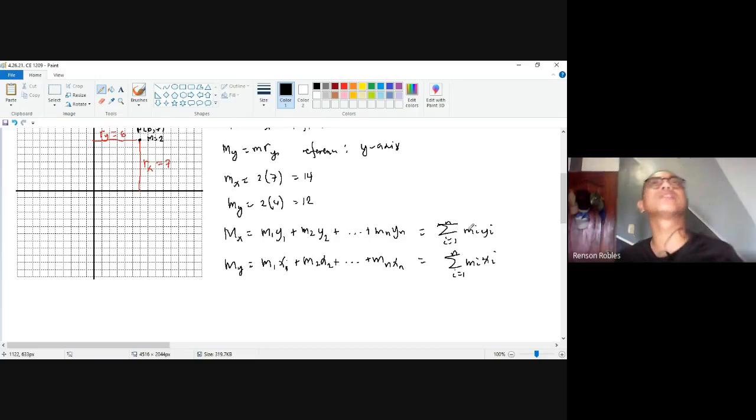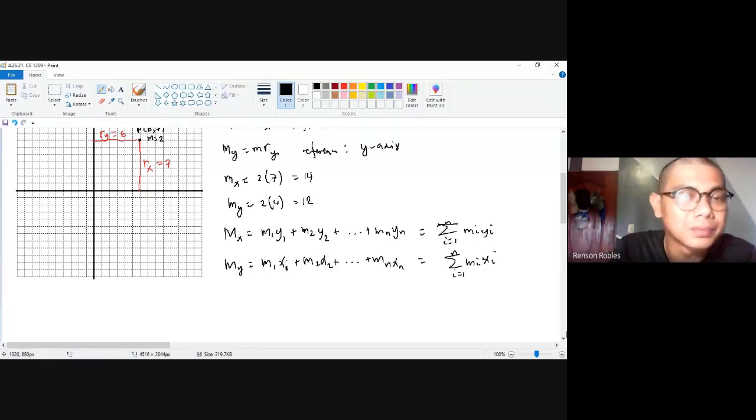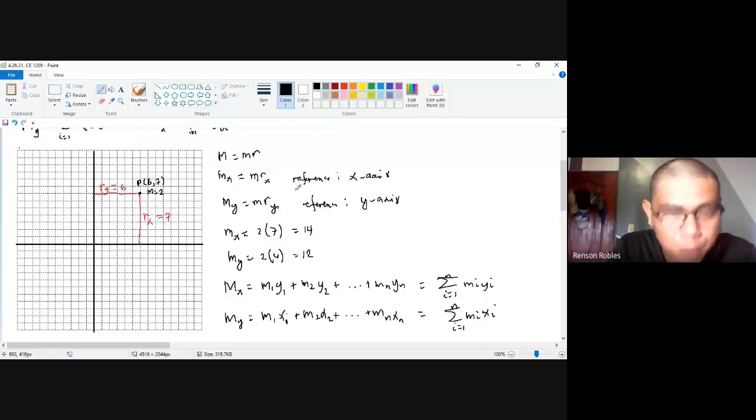Medyo nakakalito yung notation dito, ha? And you take a look at what I'm writing on the screen. Sometimes baka I interchange x and y. You have to remember always that when we are looking for the moment in x, we're using the y components of the points, and when moment in y, we're using the x component. Moment in y, x component.